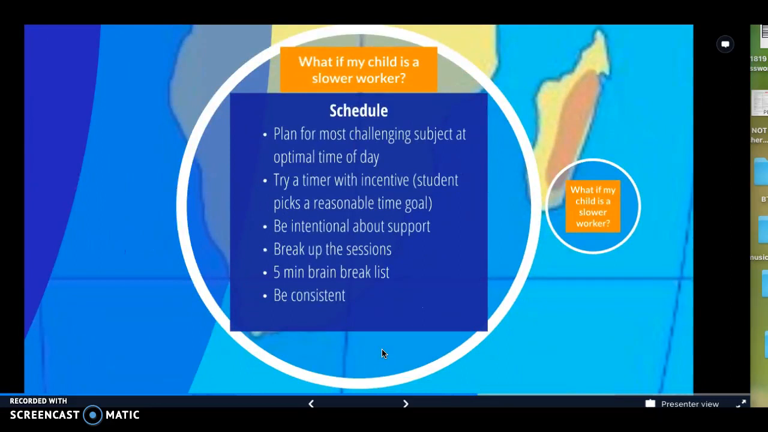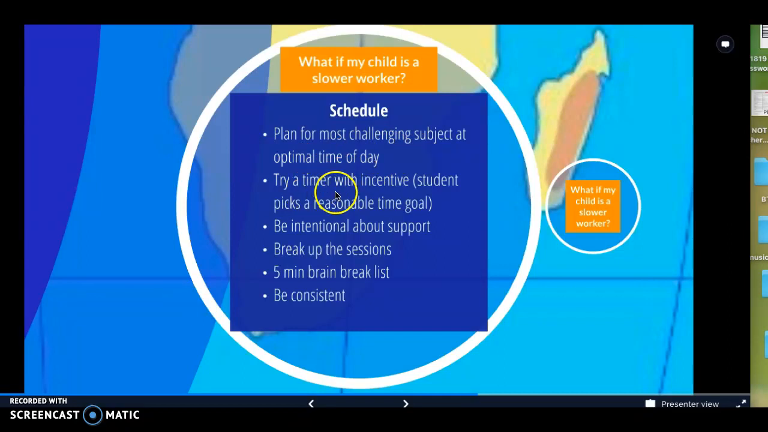Okay, what happens if your child is a slower worker? Here are some examples that I have learned, some tips that I've learned in the trenches over the years. It really helps to plan for the most challenging subject at the optimal time of day for your student, and I'm sure you know what that is better than I do. Often that's first thing in the morning, but not always.